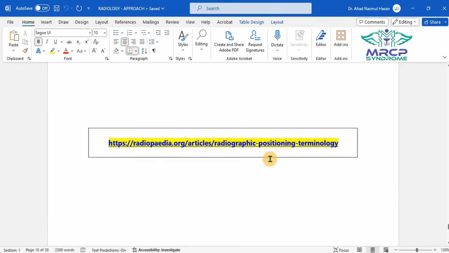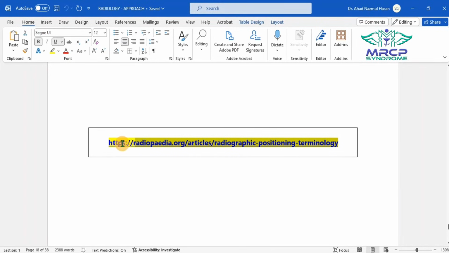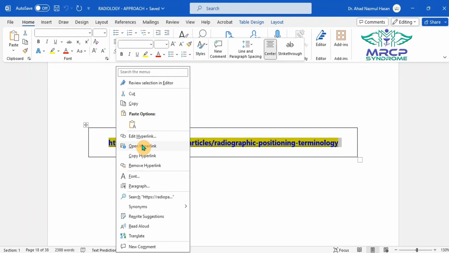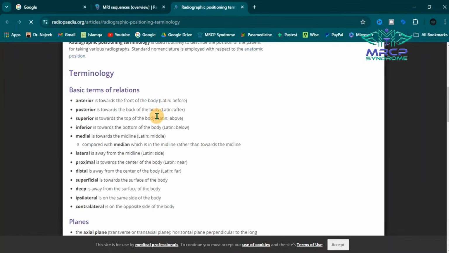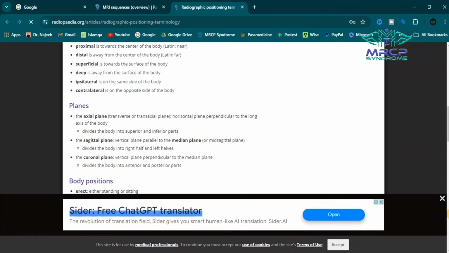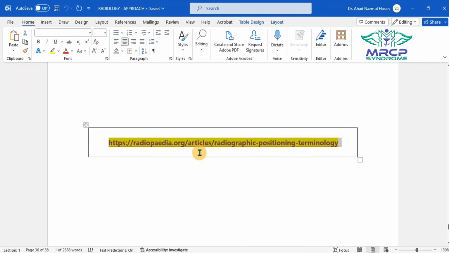So next, most probably this is another link from Radiopaedia with respect to the terminologies. You already know the basic terms, the planes. Okay, so we have the coronal plane.